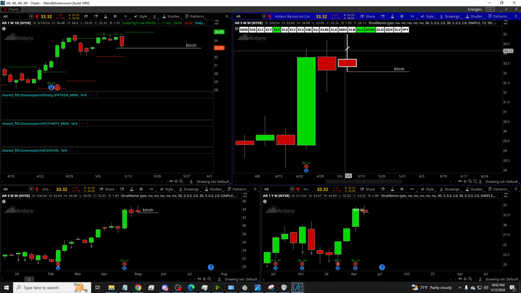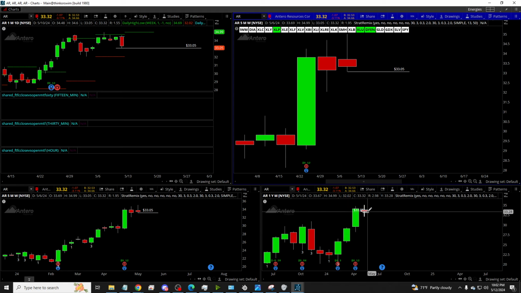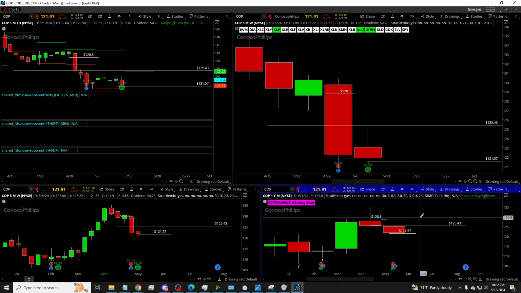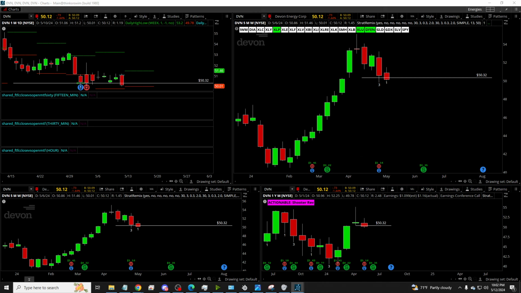If we go to AR, it's a shooter week at the highs. Could have full time frame continuity on that 2-2 reversal. COP, that would be a measured move, 212. So this is something we'd want to know about, and it has a 2-2 shooter month in force as well. So this confirms the month, and you'd have two signals in force at that point.